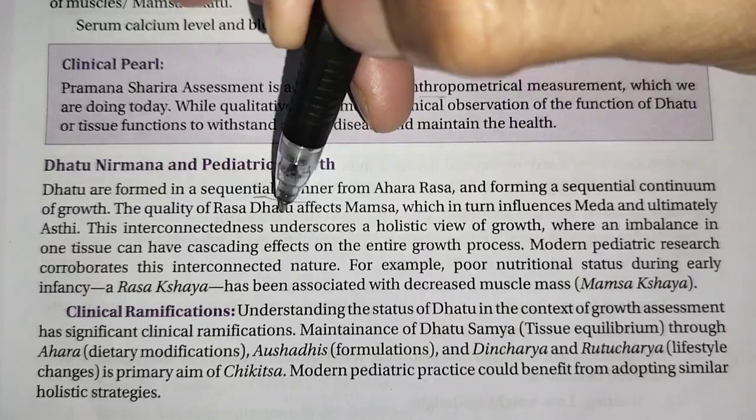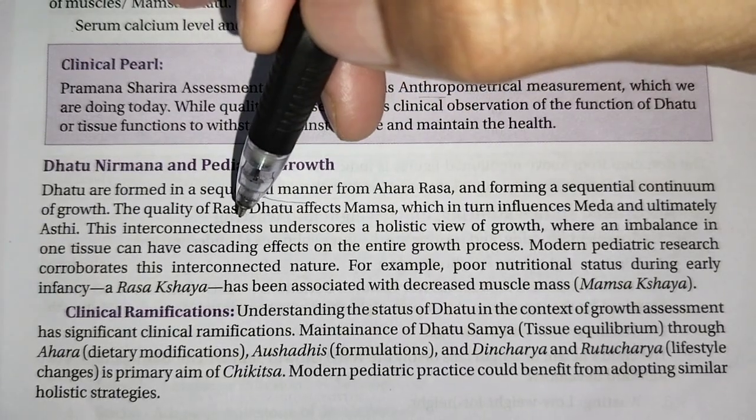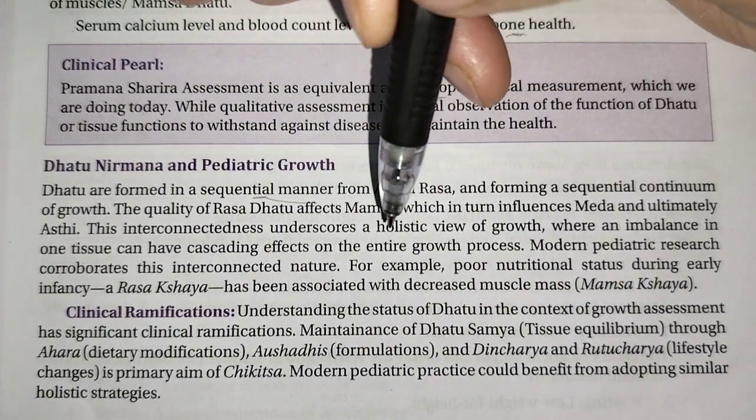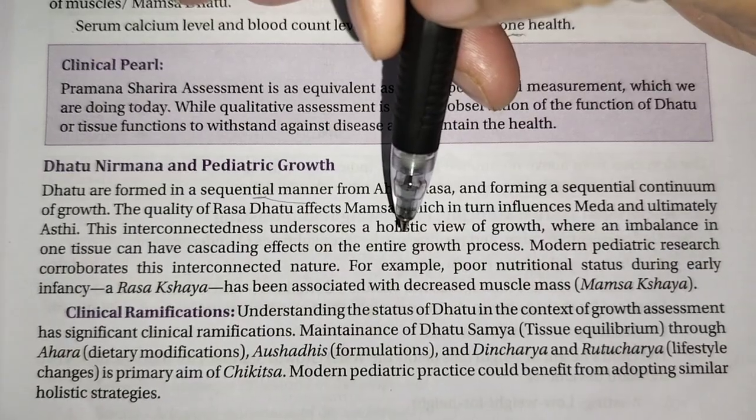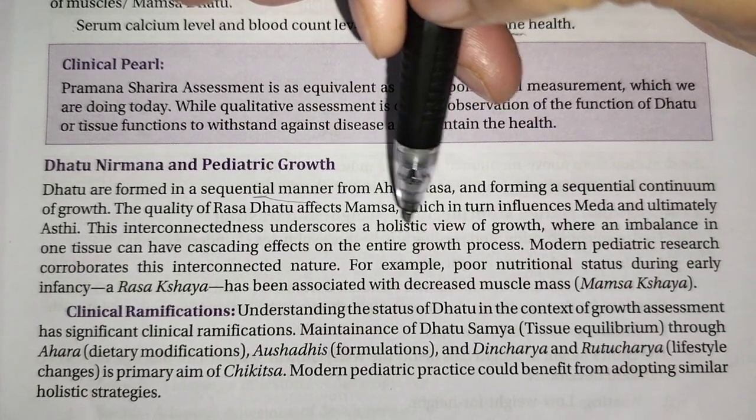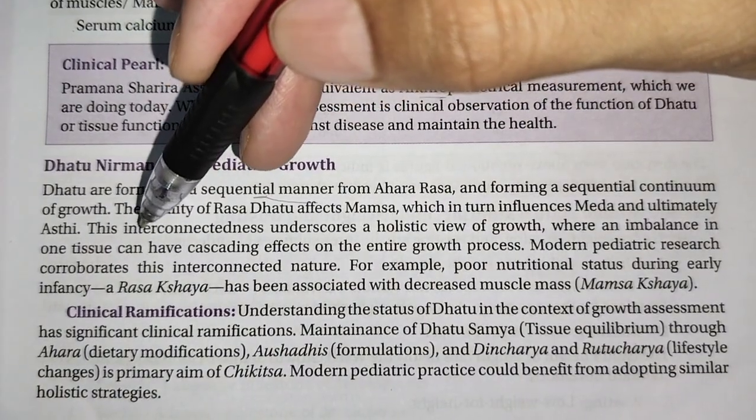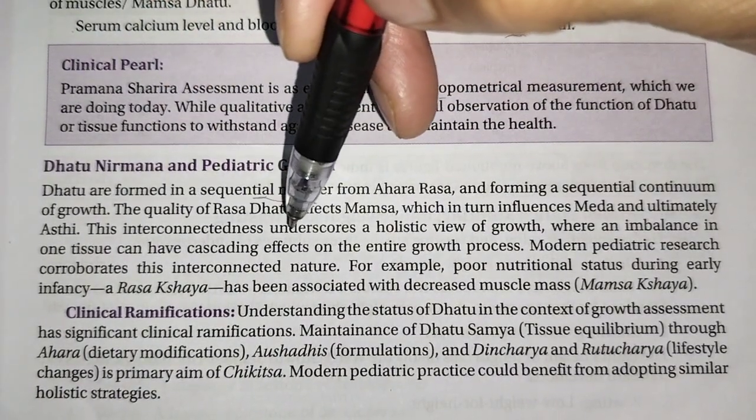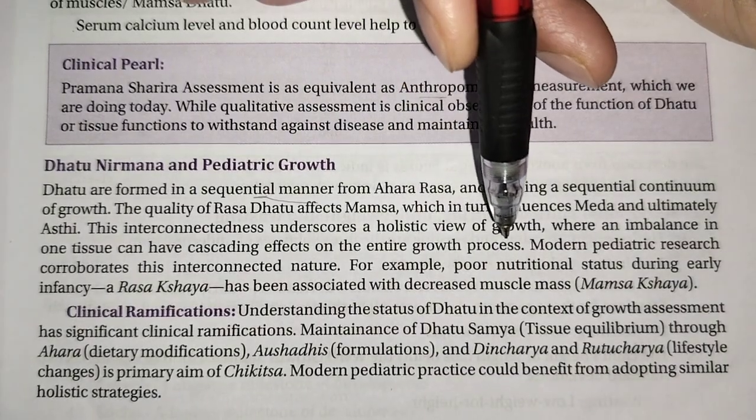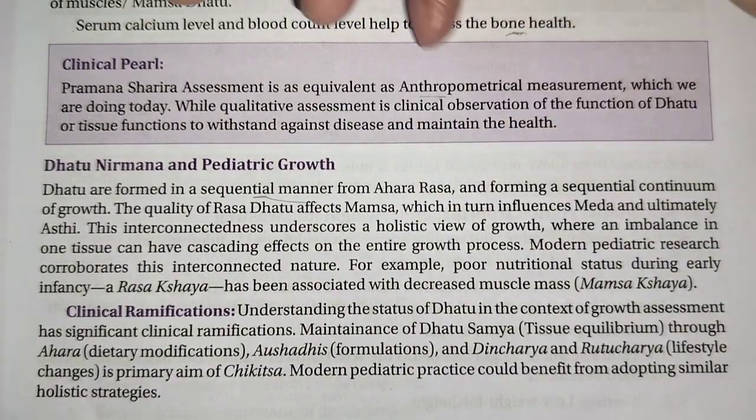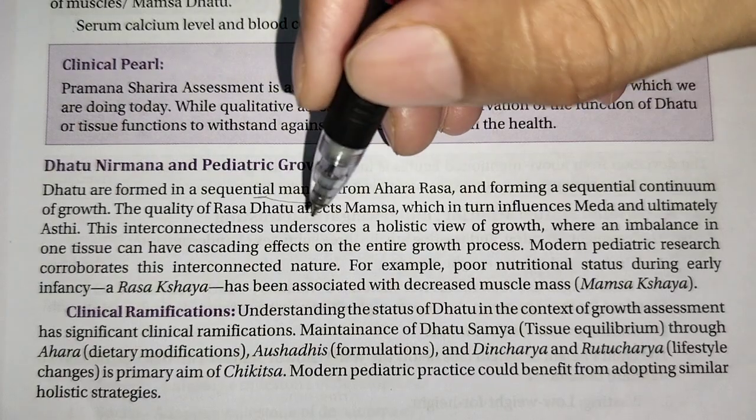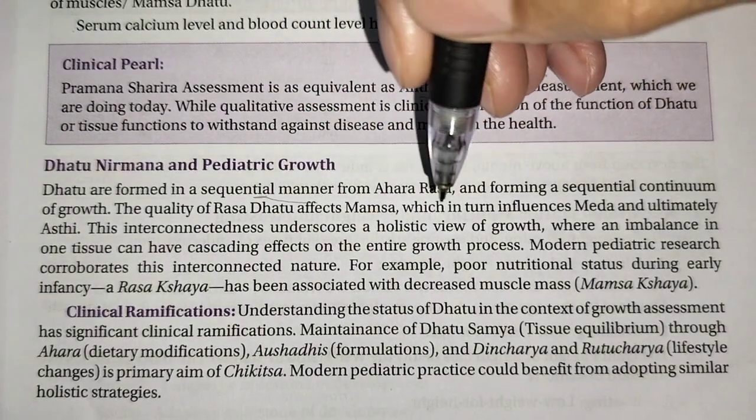The quality of the rasa dhatu affects the rakta, right? If the rasa is not properly formed, that definitely affects the rakta, and if the rakta is not formed properly, that definitely affects the mamsa, which in turn influences the meda and ultimately the asti, correct? The interconnectedness underscores the holistic view of growth. These interconnections affect the growth of the baby or any organic matter, right?